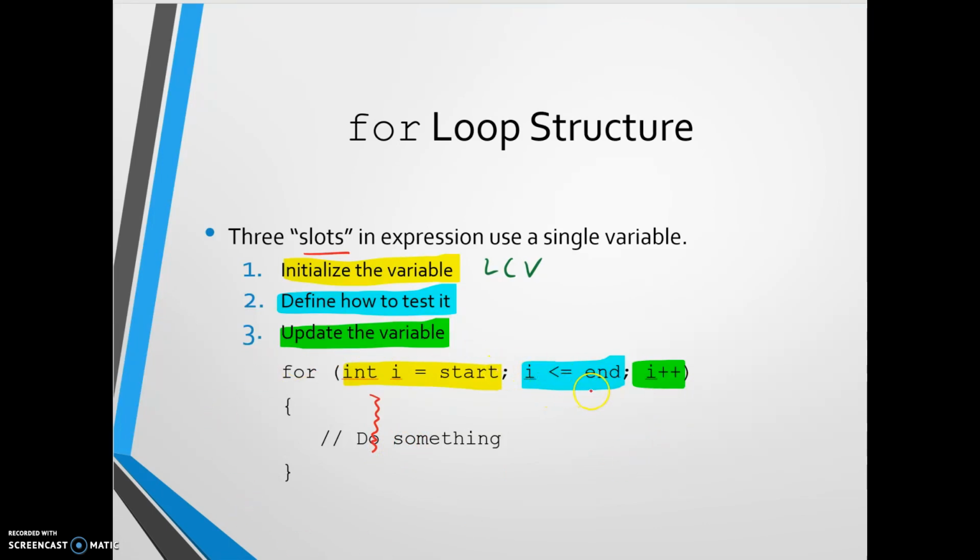Am I less than or equal to end? If I am, I do this code again. I increment my variable. I come up here and I check. Am I less than or equal to end? I do my code again. I increment my variable, and this process continues. So the starting value is where I began, and then I essentially go back and forth between these two conditions until I have reached my finishing condition, and then I exit the loop.